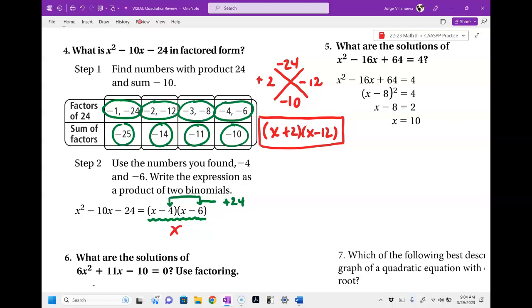All right. Are we okay with that one? Number 5.